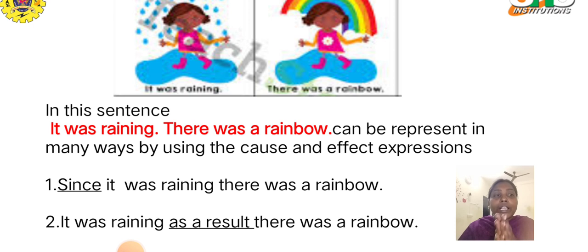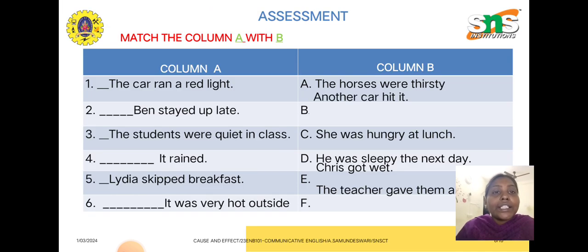As I told you already, if you want to use an expression such as effect first, you can go with that effect first. There was a rainbow because it was raining. Or else if you want to use expressions such as since, since it was raining, there was a rainbow. So we'll see another example.